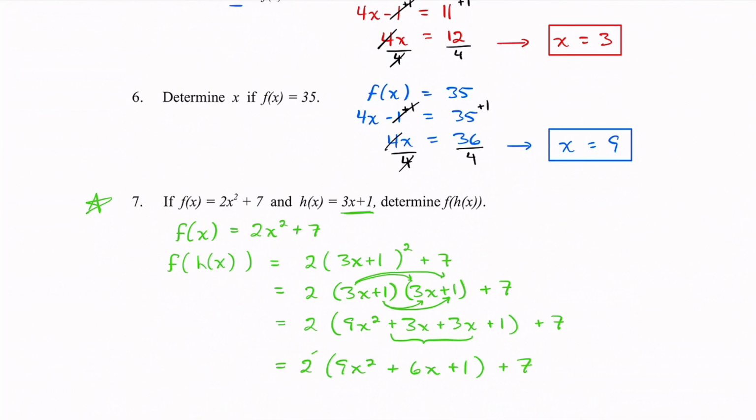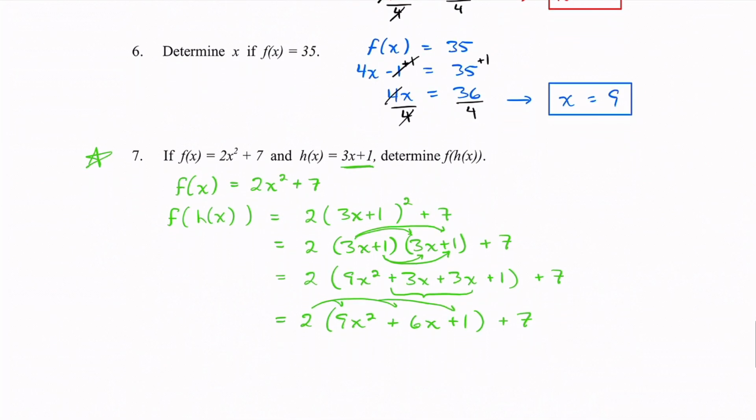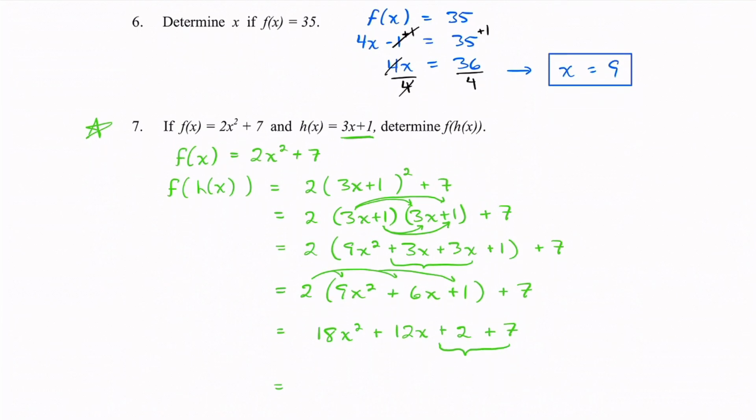And now what I can do is distribute this 2 into each part of the brackets here. So it's going to multiply by the 9, the 6, and the 1. When I do that, I'm going to get 18x squared plus 12x plus, and then 2 times 1 gives me a 2. And then don't forget, still got that plus 7. So finally at the very end, I can take this 2 and this 7, and put those together. So I'm going to have 18x squared plus 12x plus 9. So that is what our f of h of x is equal to.